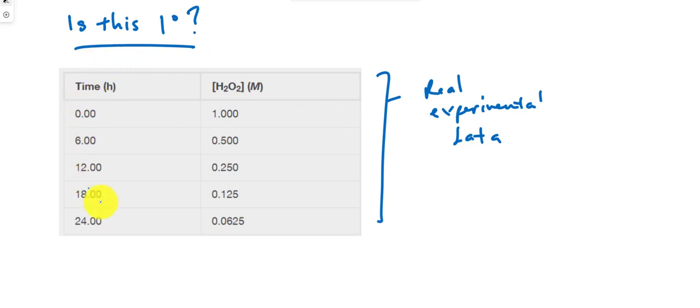We have time at these 5 different time points in hours, so here's time 0, and this then would be our H2O2 naught, that's the initial concentration, started at 1 molar, and then we see a decrease. How do we know if this is first order?